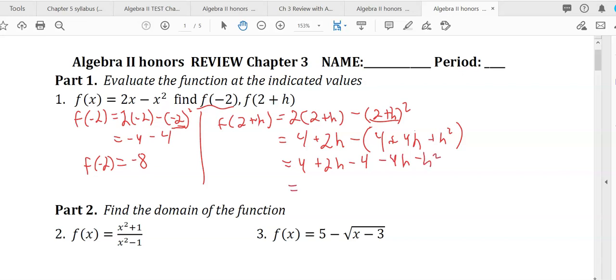So with functions, you don't really have to simplify or factor this, but we do need to combine like terms after we kind of multiply it out. So -h squared, 2h minus 4h is minus 2h, and 4 minus 4 is 0. So that is our answer for f of 2 plus h.